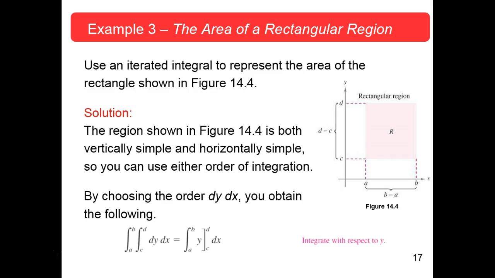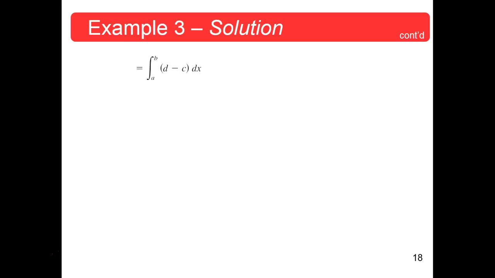Okay, so do the inner one first. The antiderivative of dy is just y, so that's all that is. Evaluate it from c to d, and in doing that, that would be the integral from a to b of y equals d minus y equals c. So d minus c dx. So that's going to be the next step. The integral from a to b of d minus c times dx.